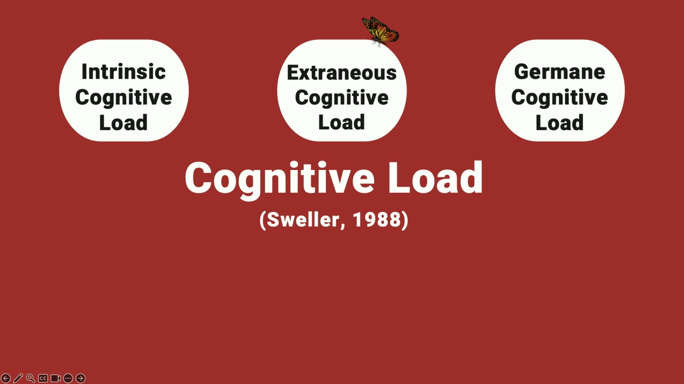And the last one is germane cognitive load. The word germane means important and relevant. So what it means is, in processing new information into long-term memory, we need this germane cognitive processing to happen so that the new information becomes stored in our long-term memory.